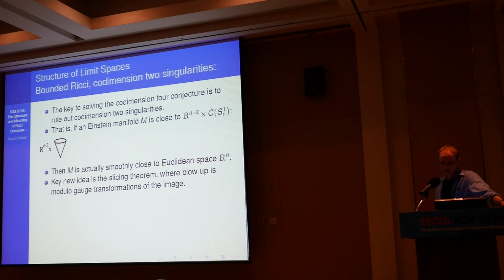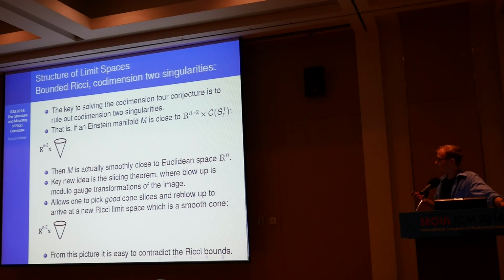Imagine you actually have an Einstein manifold that looks close to this thing, this R^(n-2) cross a cone. Then what you can do is basically blow up. You can find a point and some really small radii so that you rescale your space, and once you do that, it actually does look like the smooth cone. So if the first one, R^(n-2) cross the cone, arose as a limit space, then after dilation and point picking, and picking a different sequence, but still with Ricci bounds, that also has to arise as a limit space. And now there's the contradiction, because we just went through why that is not a reasonable thing to appear as a limit space. So this is basically what you want to do in the proof.